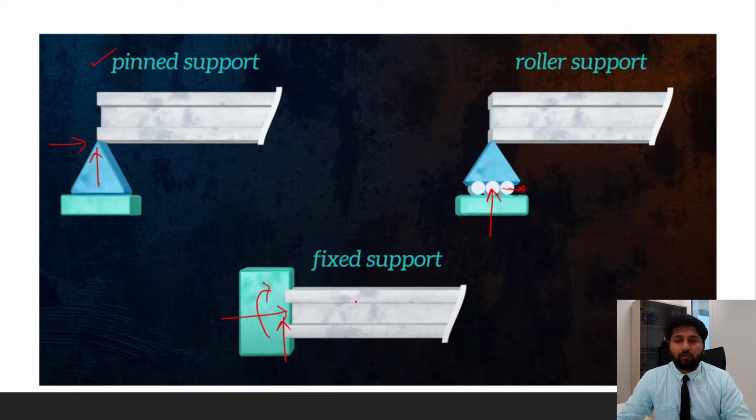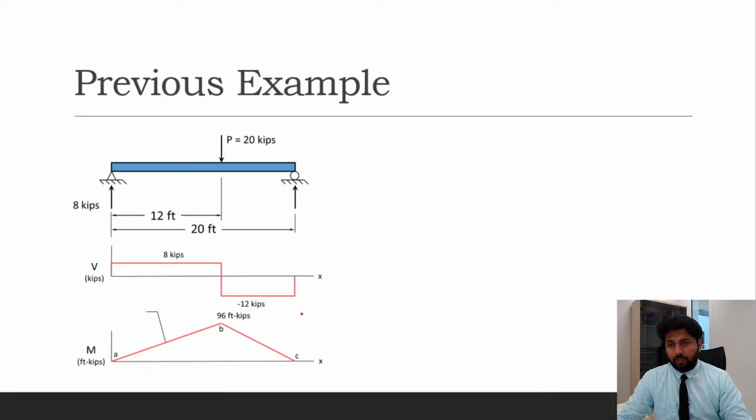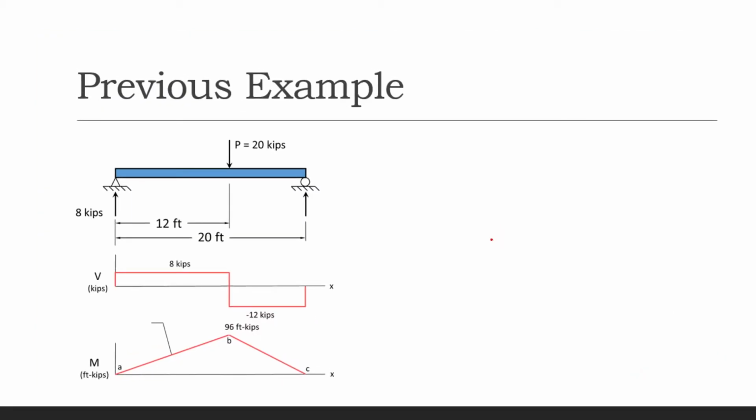So, horizontal, vertical, and moment. Those are the different types of reactions and the different types of loadings which we have already discussed previously. Now, we have already discussed this example in the last class.